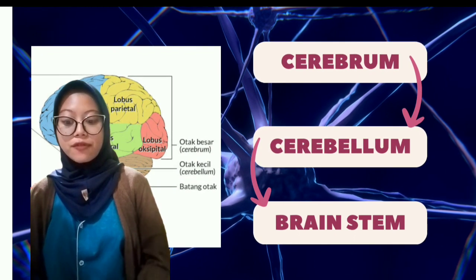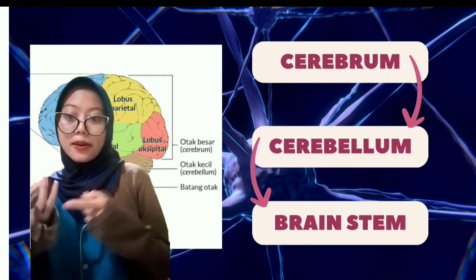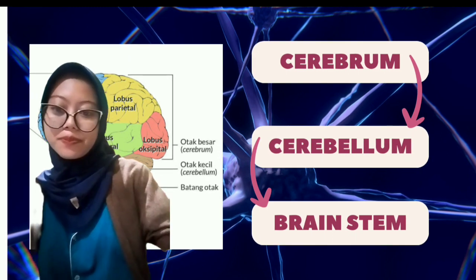The brain is divided into three main parts, namely cerebrum, cerebellum, and brainstem.